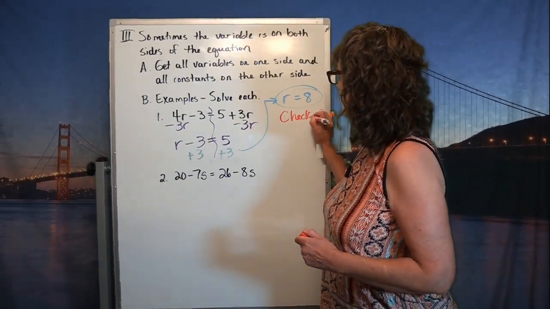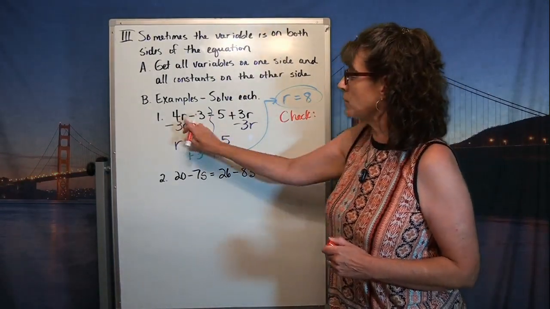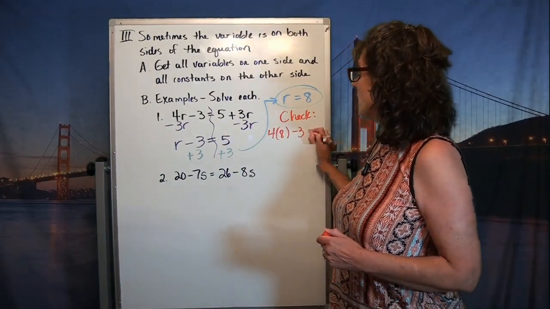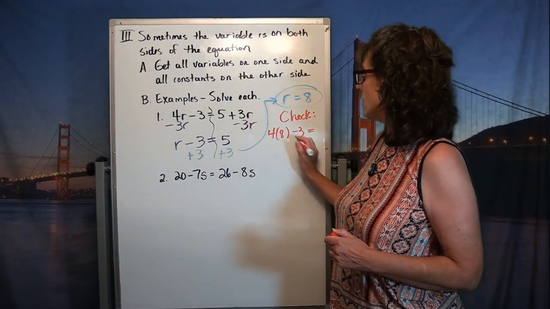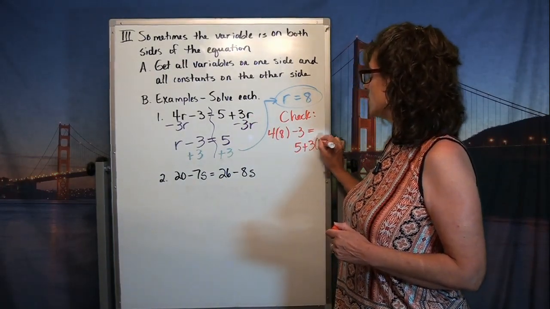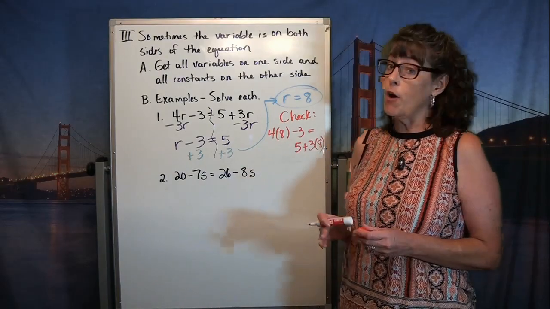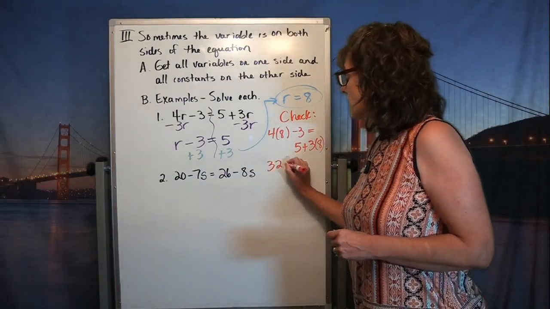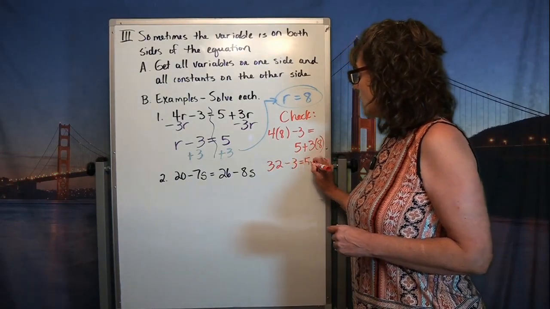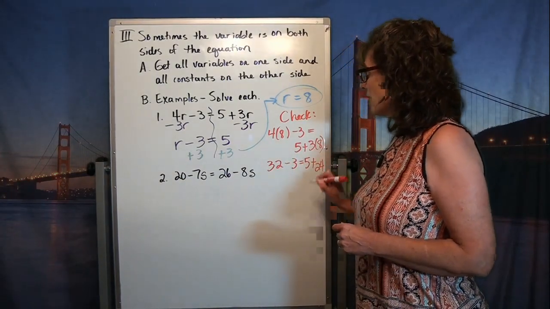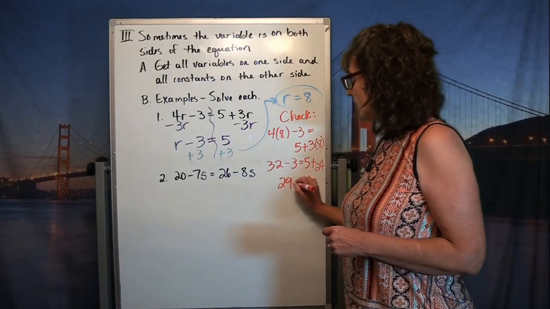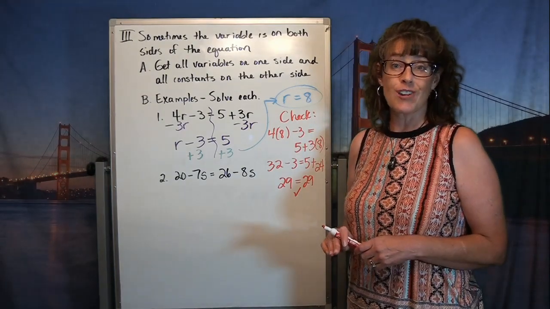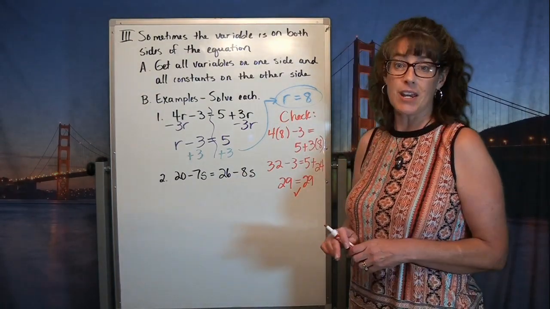So when we go to check, we're going to take that 8 and plug it right where we see an r, and multiply 4 times 8 minus 3. But on the other side, we're going to multiply 8 here and get 5 plus 3 times 8. Now over here, again, follow order of operations that says do that multiplication first. 32 minus 3, and on this side, 5 plus 24. Now 32 minus 3 is 29, and on this side, 5 plus 24 is as well 29. We created truth. And when we create truth, we know that that's the right answer.